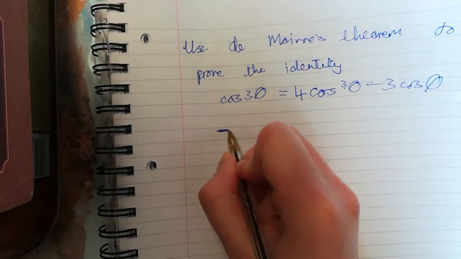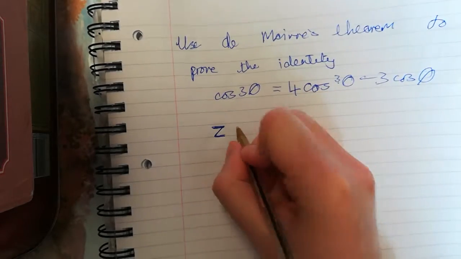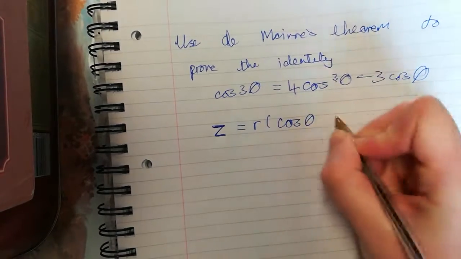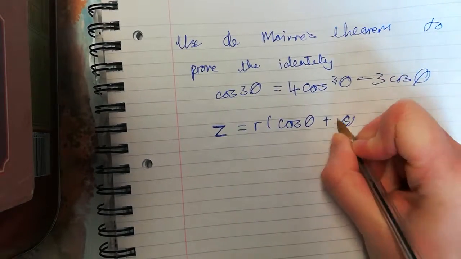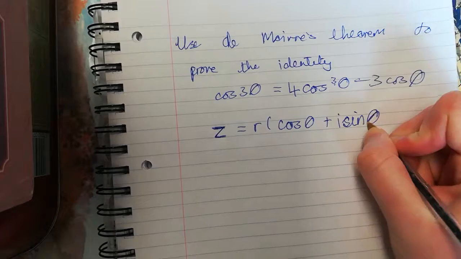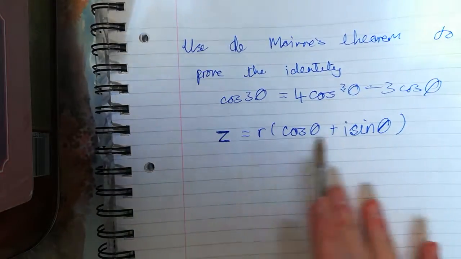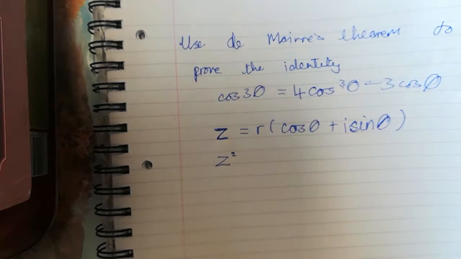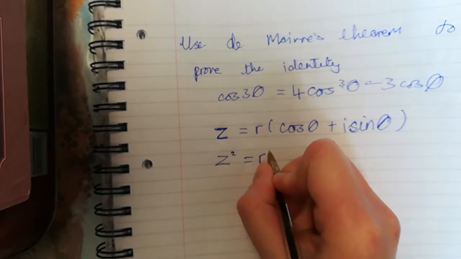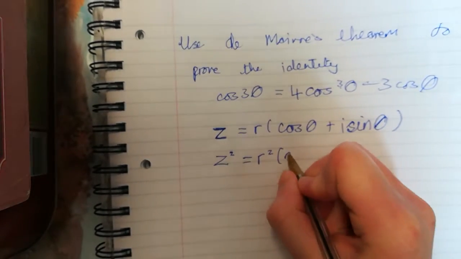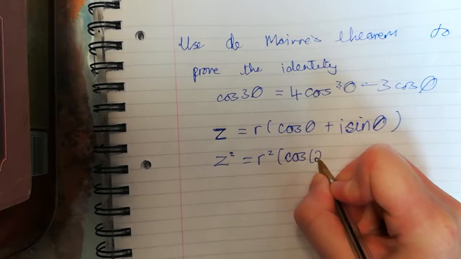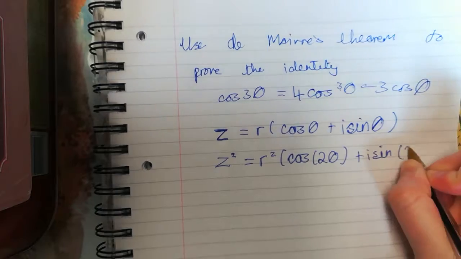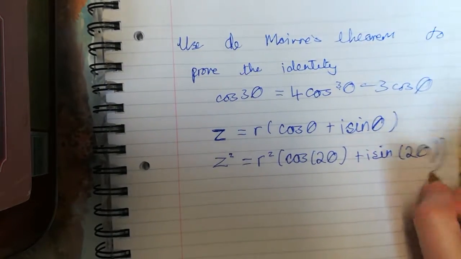z equal to r(cos θ + i sin θ). If z is raised to a power, say 2, it's equal to the modulus squared, and then cos of 2 times the angle plus i sin of 2 times the angle. So that's de Moivre's theorem.